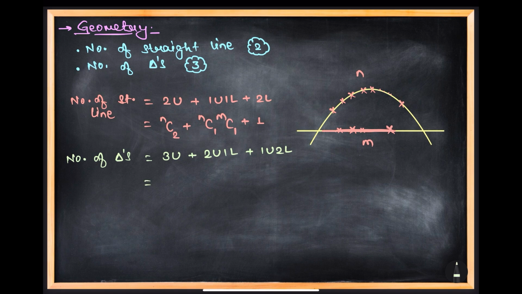Okay, now look at this. Now handle this situation. So you need 3 points from the upper part. So it is nC3. You need 2 points from the upper part, so it is nC2, but our task is not completed. We have to select 1 point from the lower part, so it is mC1. Plus we have to take 1 point from the upper part, nC1, and we have to take 2 points from the lower part, so it is mC2. So this many triangles we can create.